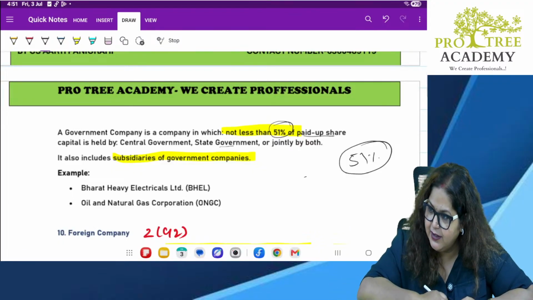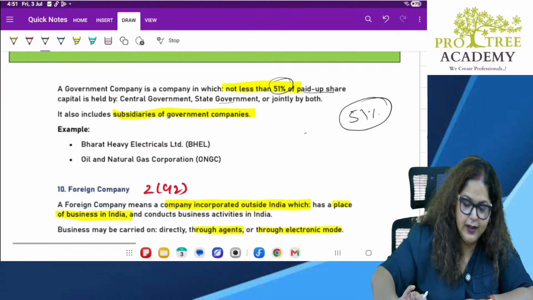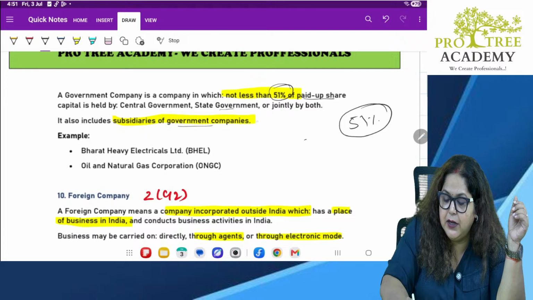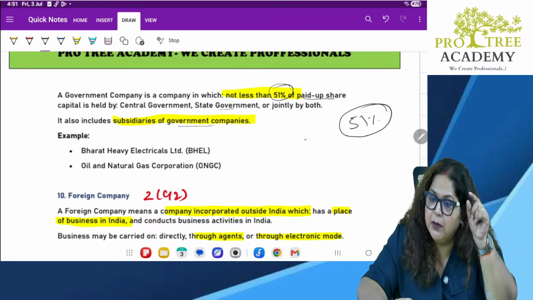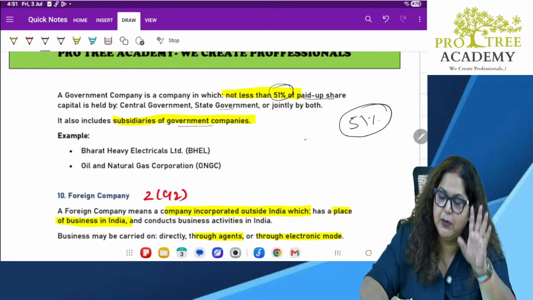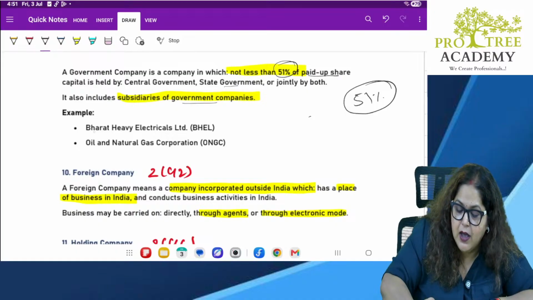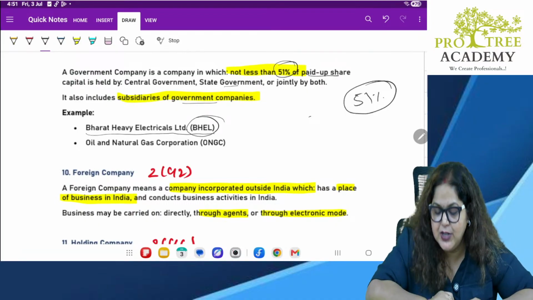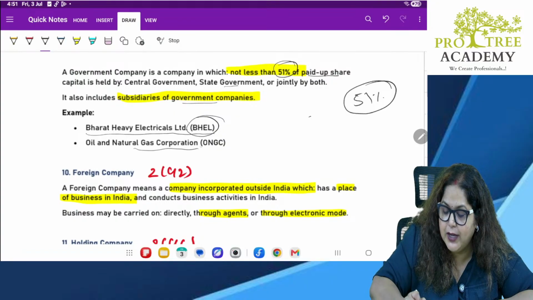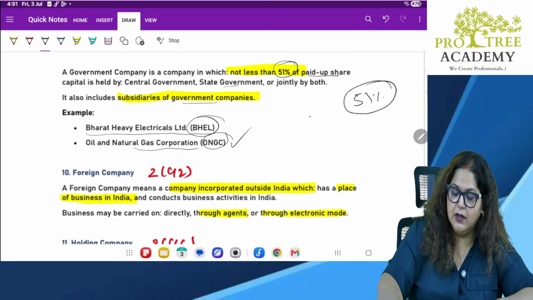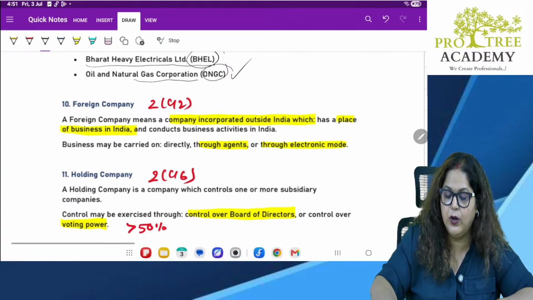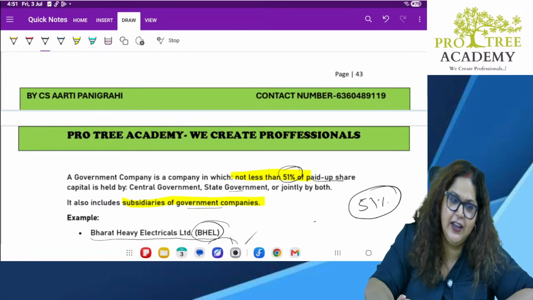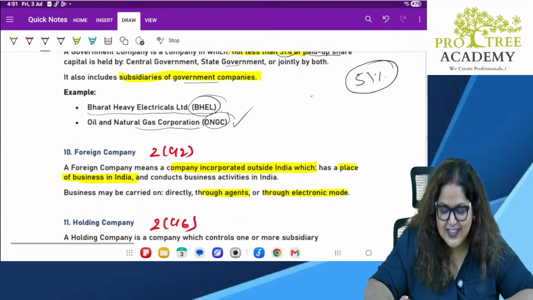Yes, so it includes subsidiaries of the government company. The government company definition includes subsidiaries also. Like Bharat Heavy Electricals Limited, BHEL, Oil and Natural Gas Corporation, ONGC. These are government company examples. Okay, done. Section 2, subsection 45.